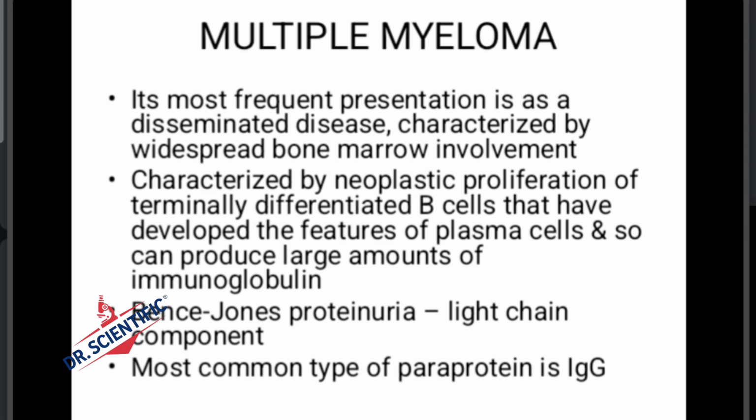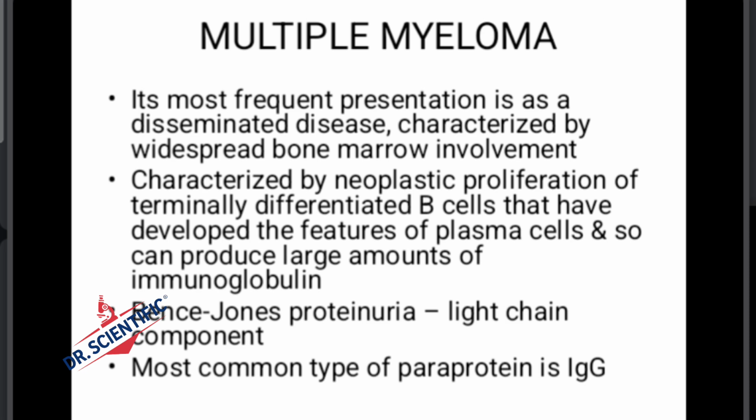So the features of multiple myeloma: you'll have anemia, that is low hemoglobin level. We have thrombocytopenia, that is low platelets, and also generally immune dysfunction. So the immunity will be affected.